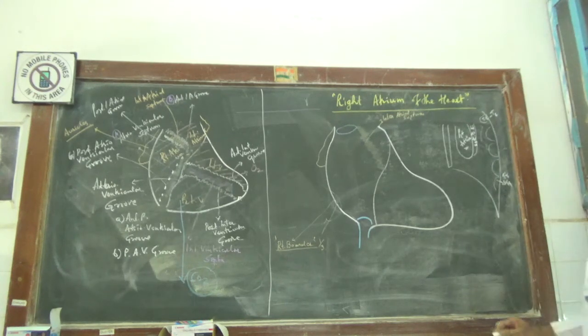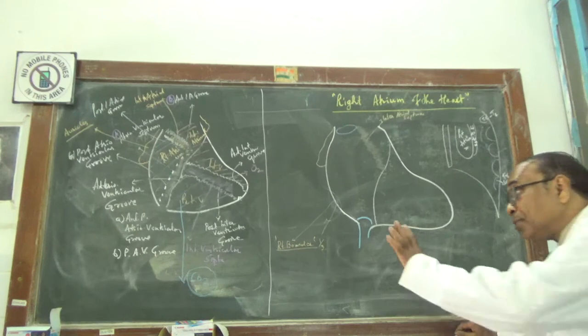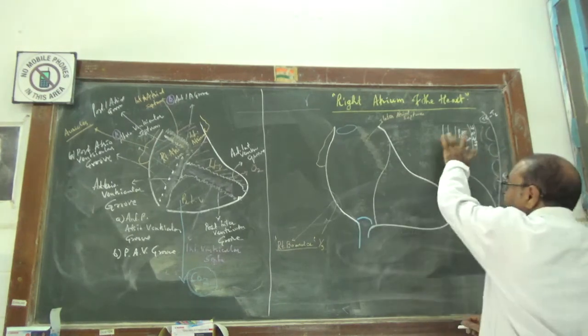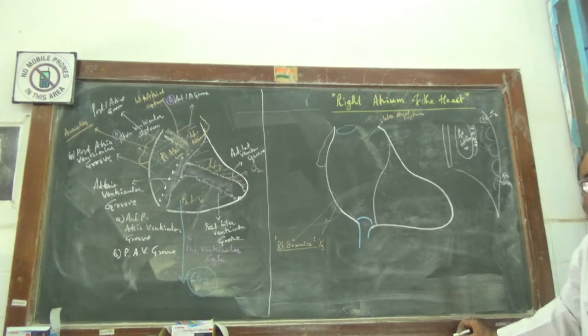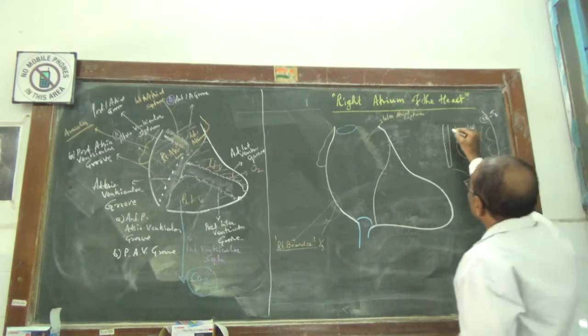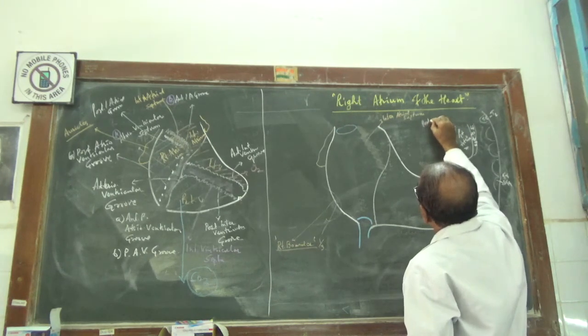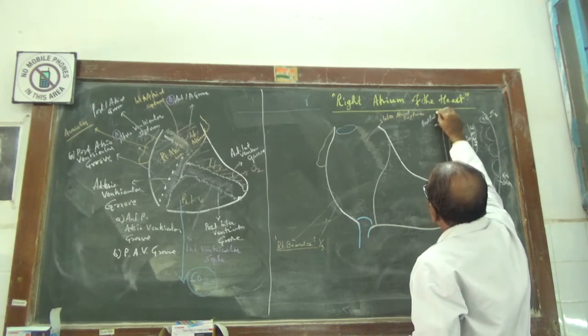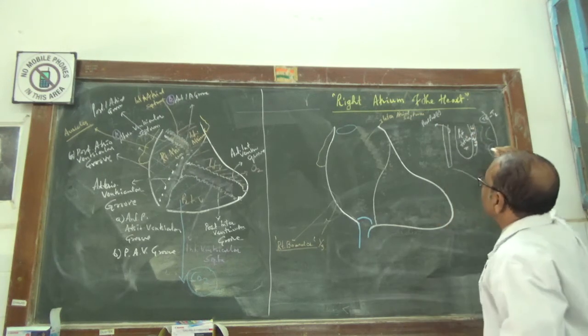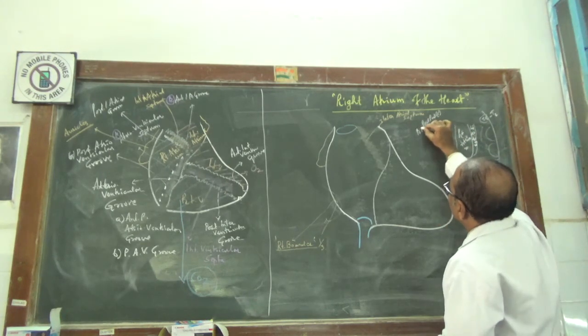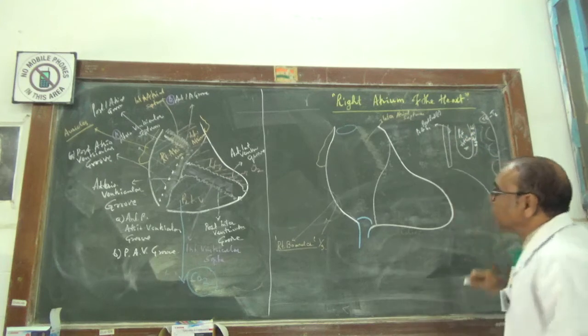Intervertebral is everything. Now, the right atrium in front is completely related to the posterior part, or posterior surface, of the body of the sternum.